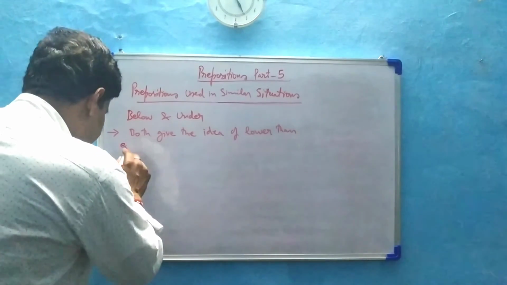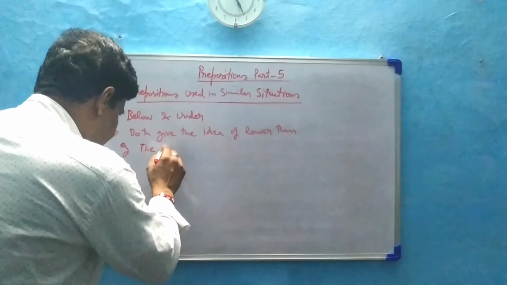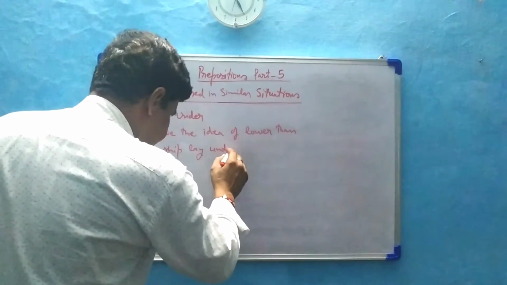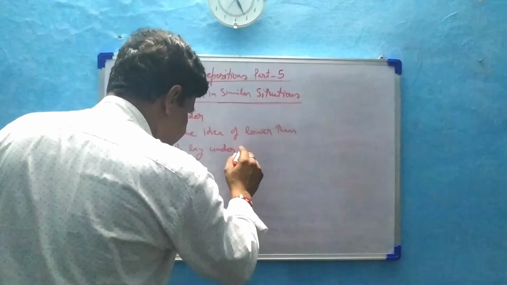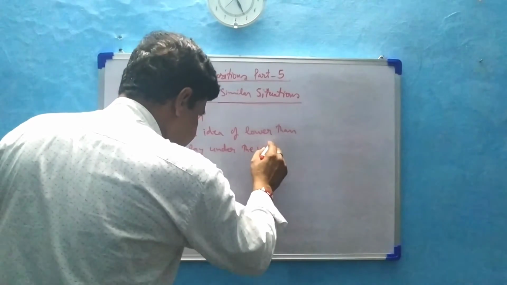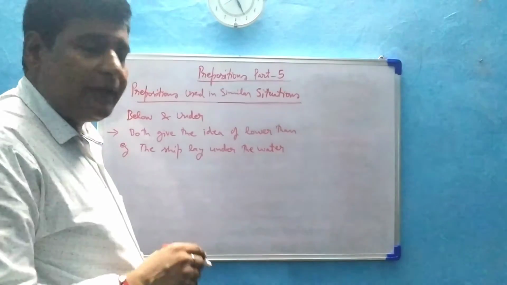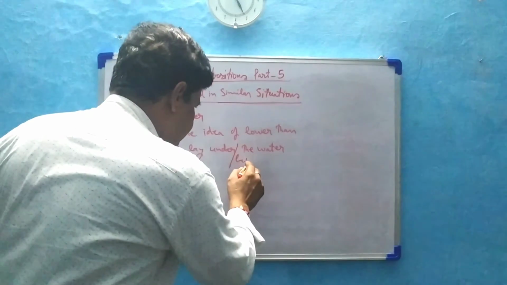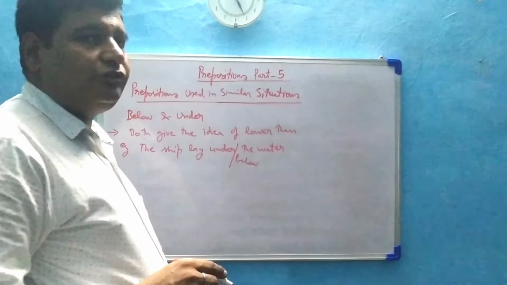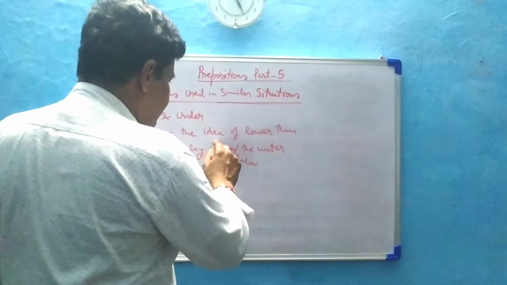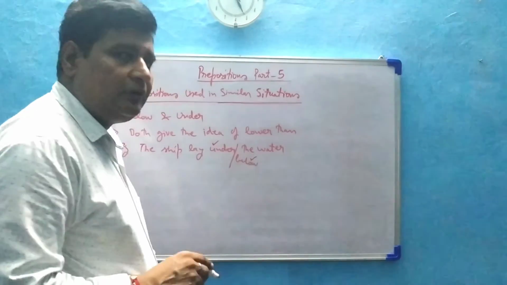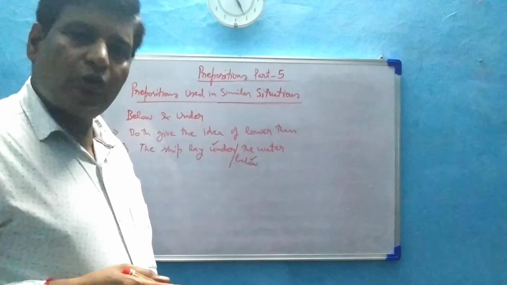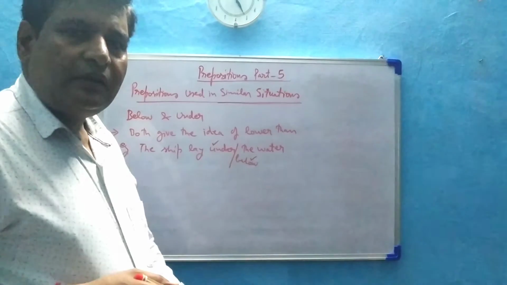Example, the ship lay under the water, or the ship lay below the water. Here we can use any. Here under is correct and below is also correct. Why? Because the idea of lower than the required level is here.